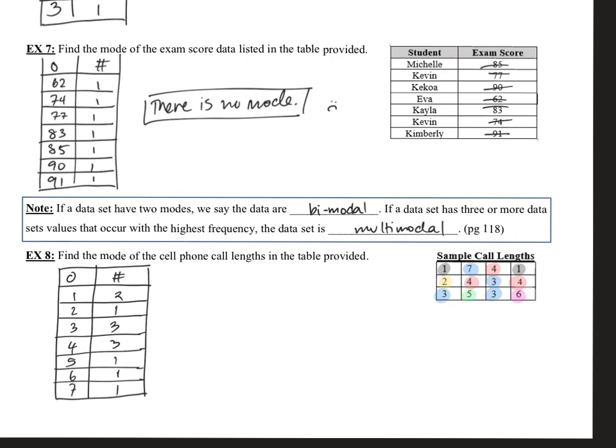Okay, so which one occurs the most? Well, what do you know, these two occur the same number of times. They both occur 3 times. So 3 and 4 both occur 3 times, which means that 3 and 4 are my modes. So my data is bimodal. The modes are 3 and 4.